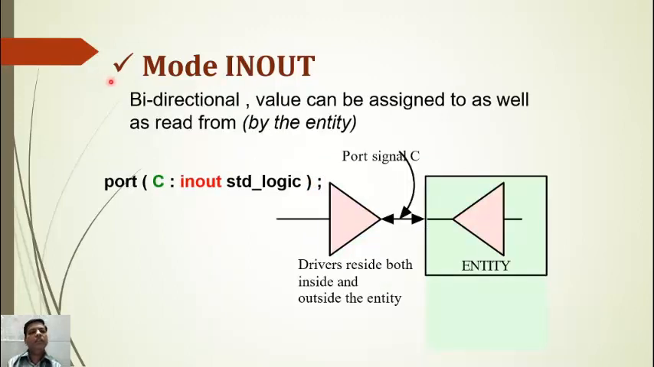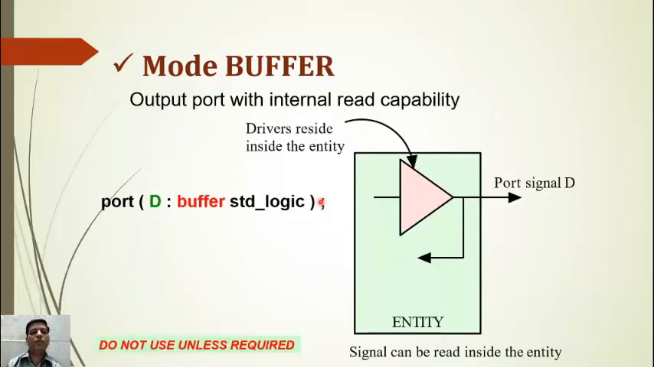Then third, mode in out. In out means it is bidirectional. The value can be assigned to as well as read from by the entity. So here is the structure for that: drivers reside both inside and outside the entity, and signal C is defined. So the syntax for that is port C in out std_logic semicolon. In this way we have defined the syntax for in out mode.